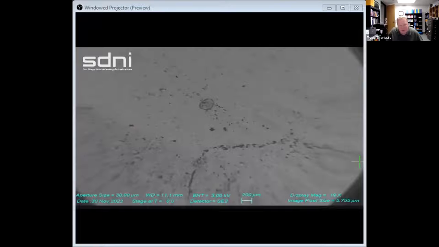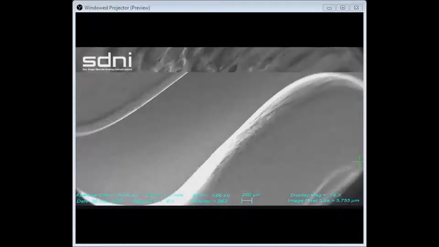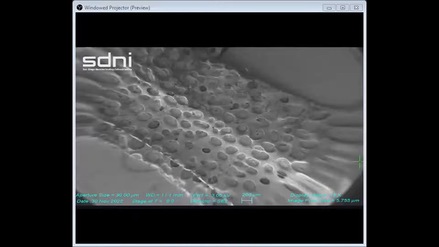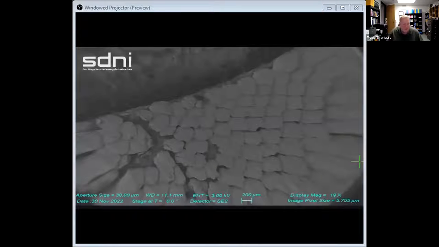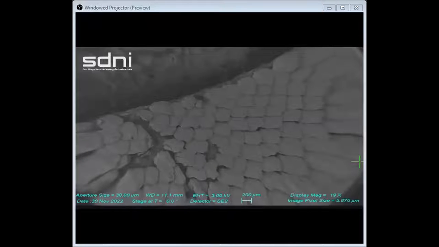So maybe we can change the sample too, Lauren? Yeah, I'm changing the sample. Oh, the sharp scale. That's a good one. That's okay. Good one. I'm going to blur it out of focus.